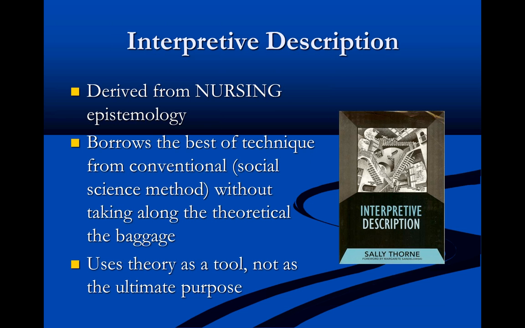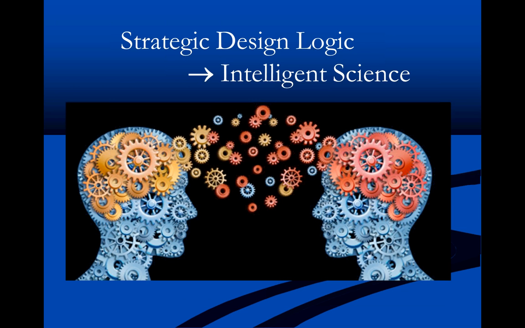You always want to go that one step further to say, what does it mean? What can I do with this information? And why is it important? So interpretive description is actually derived from a nursing epistemology, from that way of thinking that nursing is so embedded in. It also shamelessly borrows the best of technique from the conventional social science world without taking along some of the theoretical baggage. It uses theory as a tool and not as the ultimate purpose of qualitative research.